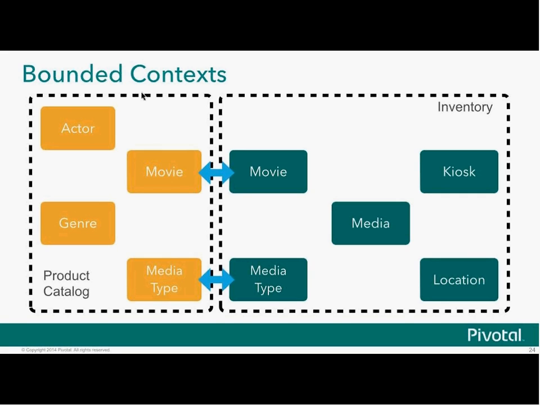So instead, what we're doing here is we're drawing these bounded contexts around product catalog and inventory. And we're basically saying, let movie mean what movie means to the product catalog, and let movie mean what movie means to the inventory system, and then create lightweight integration points between them such that I can map a movie in one context onto a movie in another context, but then not force each of these contexts to consider the other context's definitions of that term.